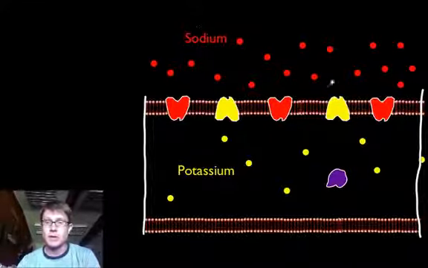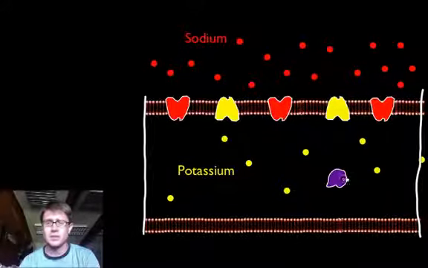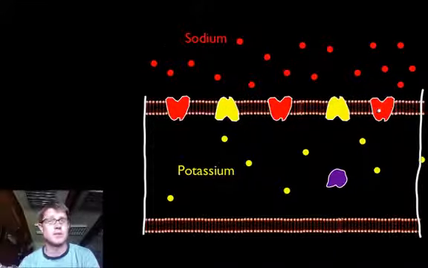You've got a lot of sodium ions out here, and you've got potassium ions on the inside. You have other things in here, like this protein that I've drawn in here. But the big ones to remember are sodium and potassium. And then you have these channels. Channels are proteins that allow sodium and potassium to pass. If they're not open, you shall not pass. And so I color-coded those.